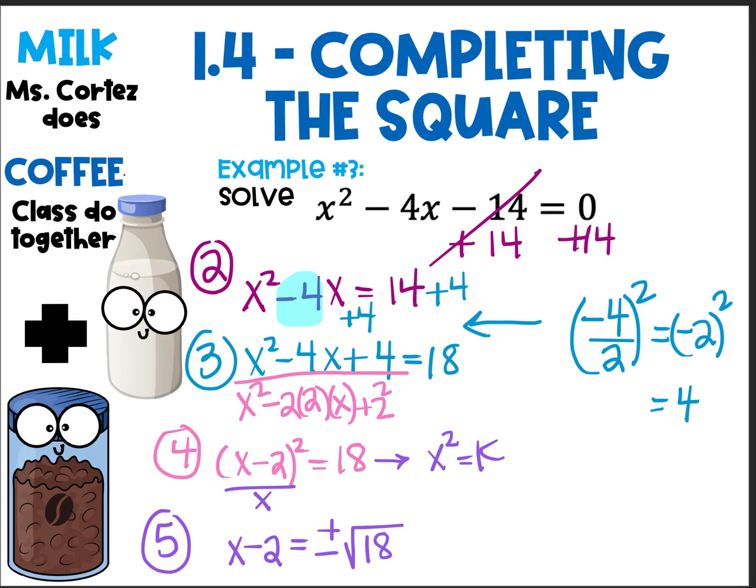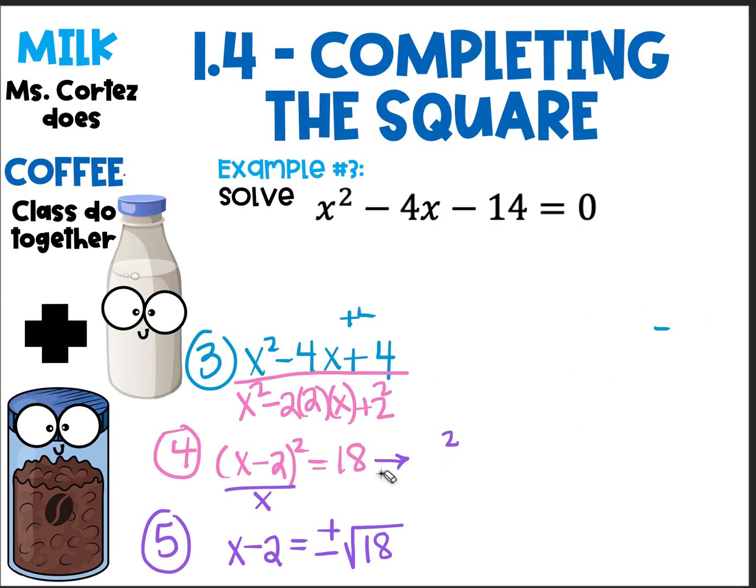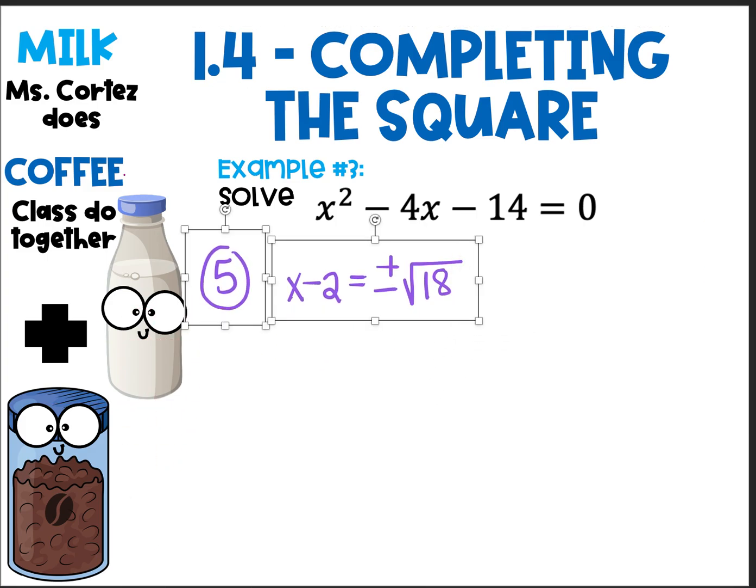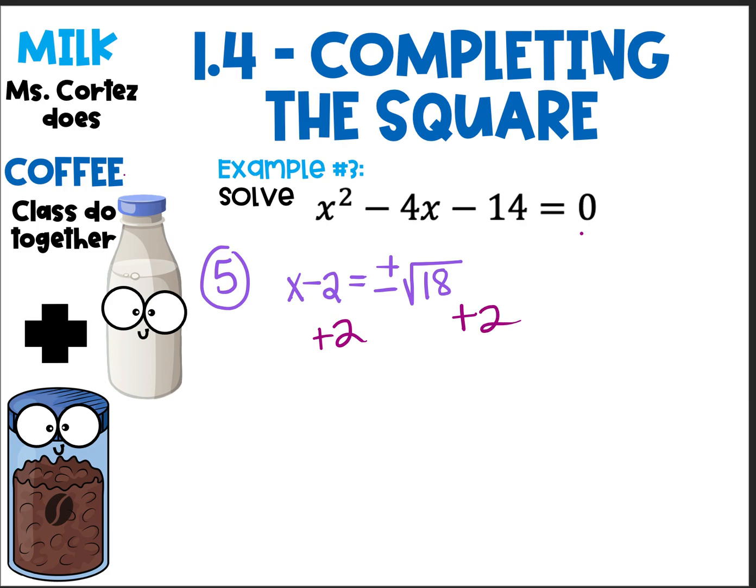I'm going to keep on going on a different slide. Let me delete this part. I'm going to continue where I left off. I'm going to add 2 on both sides so I can have my x by itself. Now I'll have x is equal to positive and negative square root of 18 plus 2.